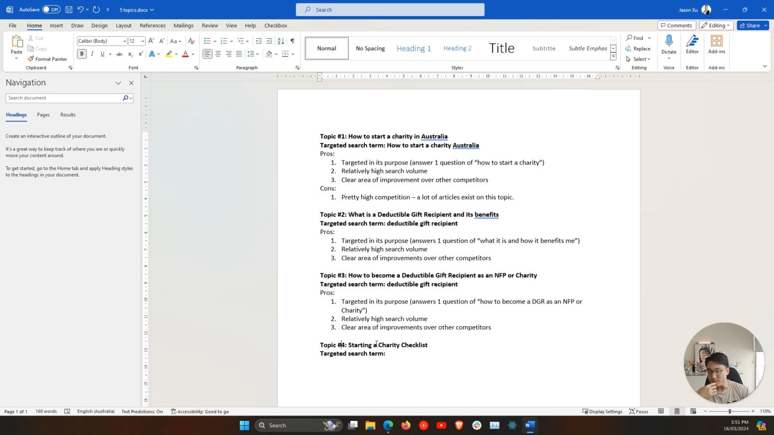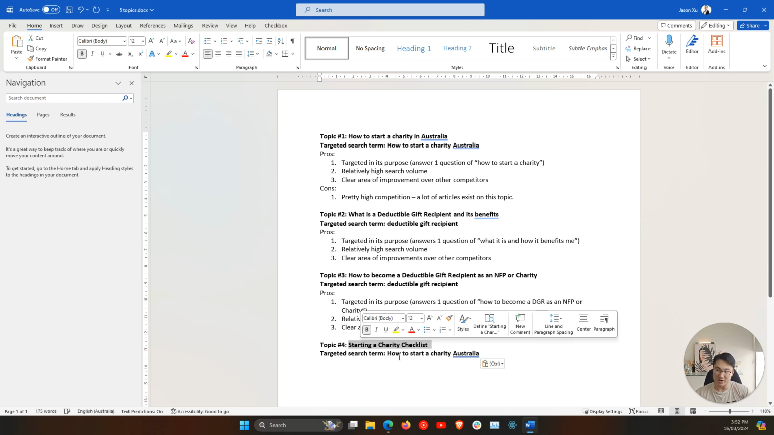So that's why, again, as I said in the beginning, search volume is not a make or break in determining whether a topic should be written about. I would still use how to start a charity in Australia as the targeted search term, because that really is the highest volume. So we might as well target it, because not many people are Googling starting a charity checklist.